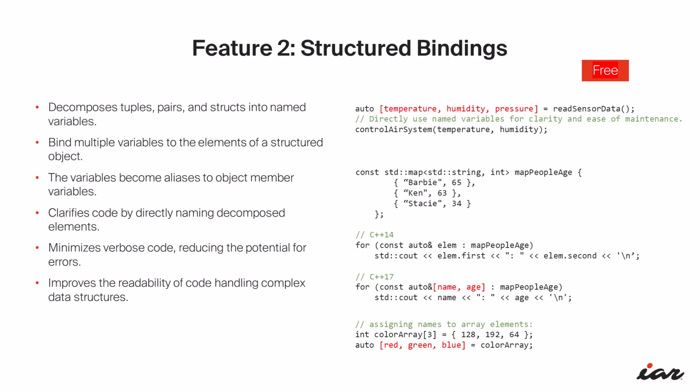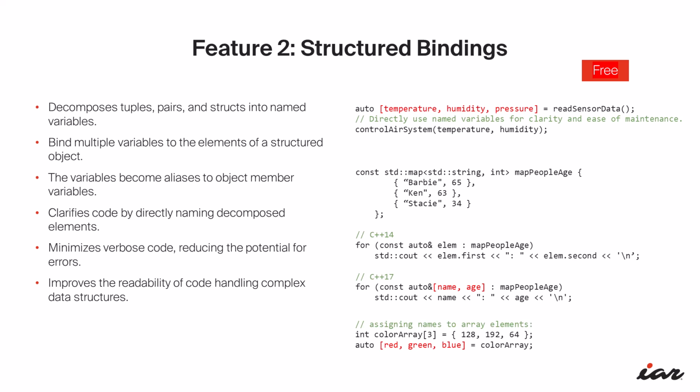Looking at the example, the first statement here is returning 3 elements from a function, and instead of having this indexed in some way, you can directly say that the first one is temperature, the second one humidity, and then you have pressure, and then you can use those in code below.